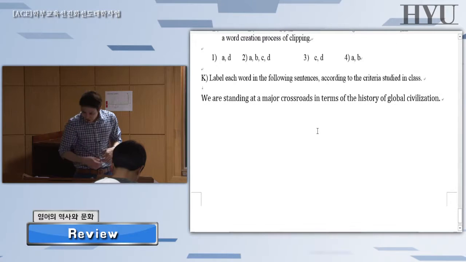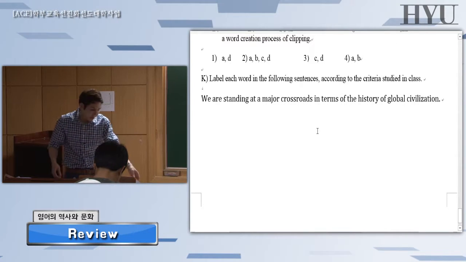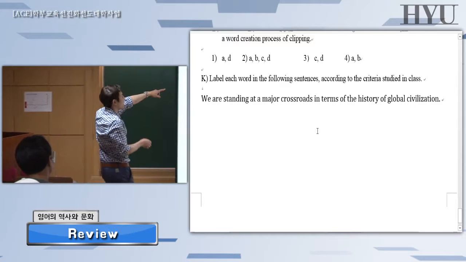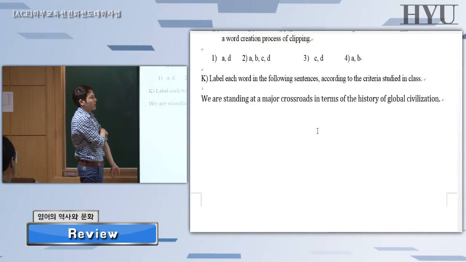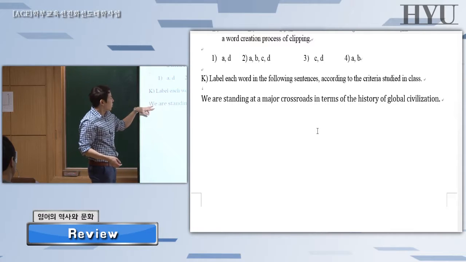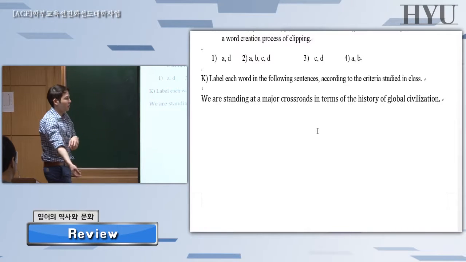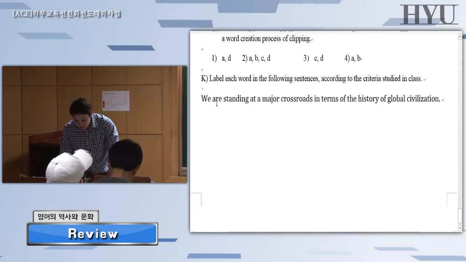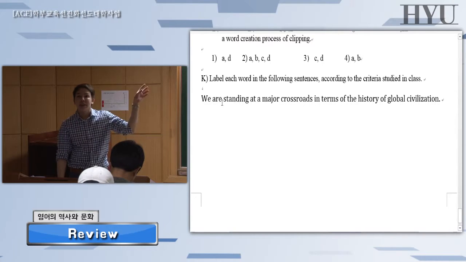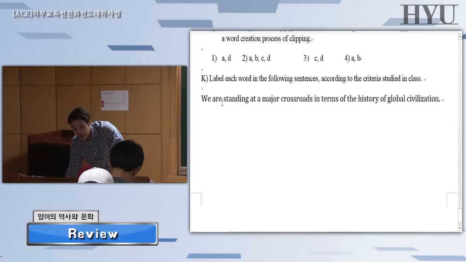Okay. Before we do the syllabification, let's quickly finish this up. Label each word in the following sentences according to the criteria studied in class. So we are standing at a major crossroads in terms of the history of global civilization. On the exam, I will underline some words for you. Let's say that I underline standing.